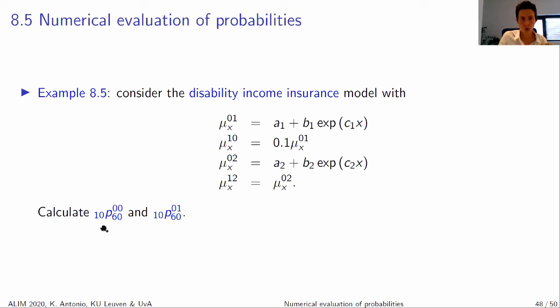The question is the same. Calculate the probabilities. The probability that given that you start in state 0, you're again in state 0 after 10 years. And the probability that given that you start in state 0, what's the probability that you will be in state 1 in 10 years from now?